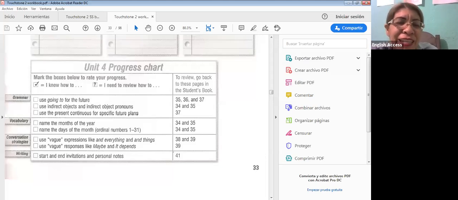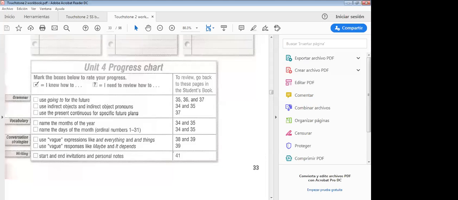Okay, here it says from 1 to 31. I mean from 1st to 31st. Let's do it like this. Abby, you're going to say the numbers from the 1st to the 15th, and Damaris from 16th to 30th. Okay, so let's begin, Abby.